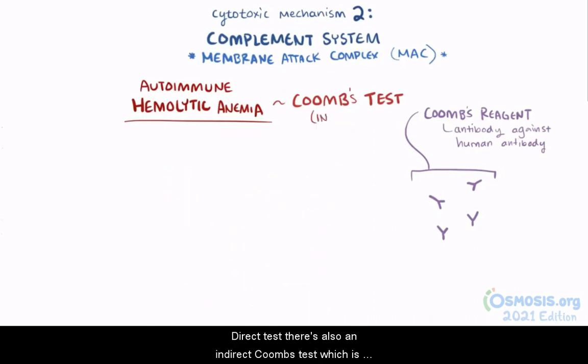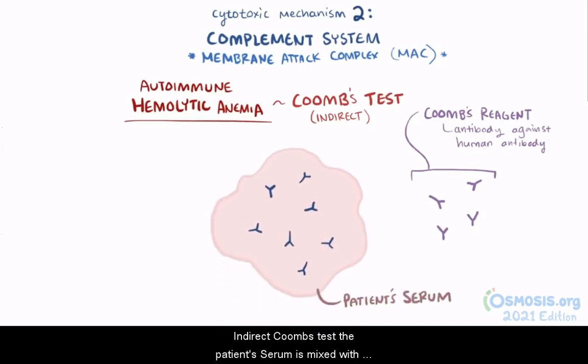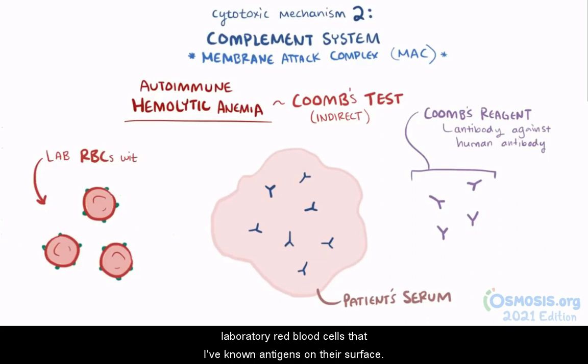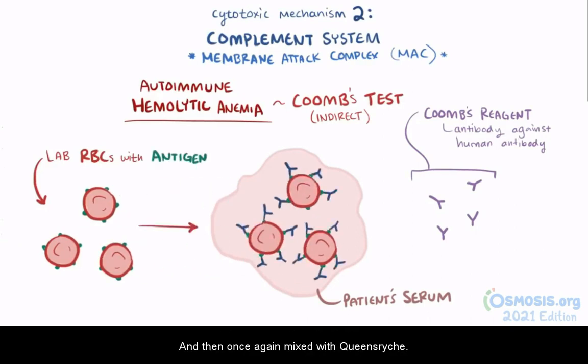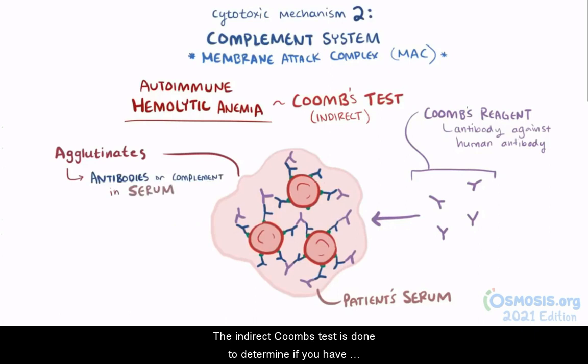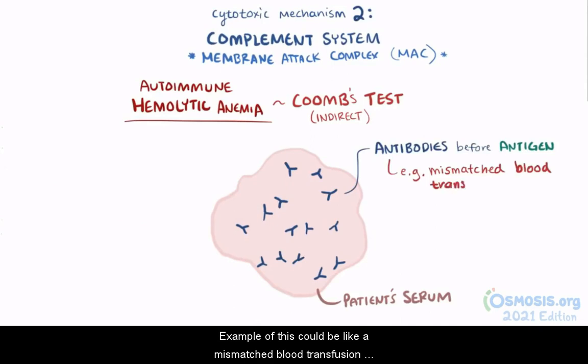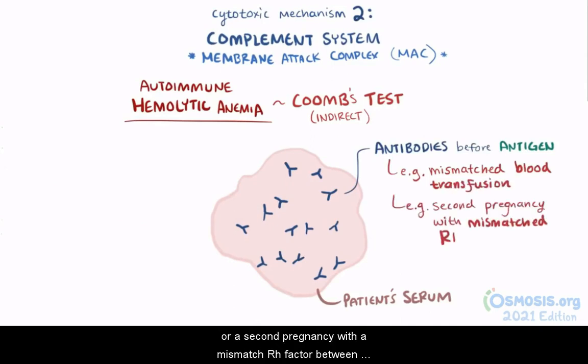Besides a direct test, there's also an indirect Coombs test, which is usually done to check for blood group incompatibility. For an indirect Coombs test, the patient's serum is mixed with laboratory red blood cells that have known antigens on their surface, and then once again mixed with Coombs reagent. If there is red blood cell agglutination, that indicates the presence of antibodies or complement in the serum. The indirect Coombs test is done to determine if you have antibodies before you're exposed to the antigen. For example, this could be like a mismatched blood transfusion, or a second pregnancy with a mismatched Rh factor between the mother and the child.